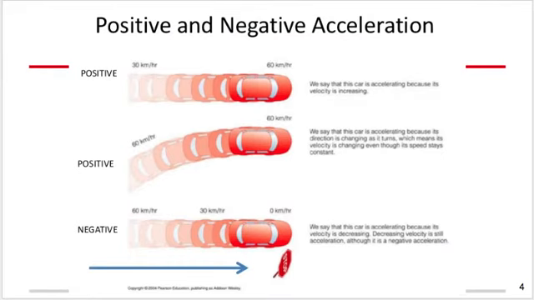Alright, so positive and negative acceleration. Positive acceleration, we say that in our first example right here, we say that the car is accelerating because the velocity is increasing. In our second example, we say that the car is accelerating because it's changing in direction, which means that the velocity is changing even though the speed is constant. And negative acceleration, we say that the car is accelerating because the velocity is decreasing. Decreasing velocity is still acceleration, although it's negative acceleration.